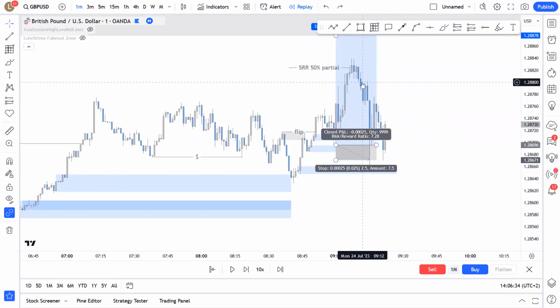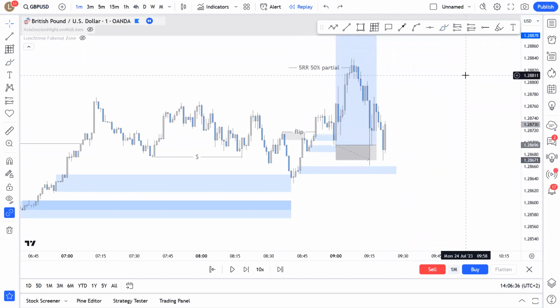Took a 5 risk to reward, 50% partial. These partials are working perfectly for me. In the past, we just used the trailing stop loss. In many situations, the trailing stop loss didn't really work. That's why I implemented partial taking in the trading plan. And with this partial taking, I'm taking much more money home at the end of the month. At the end of every single month, I'm taking much more money home with this partial taking system. So yeah, that's all about this trade.